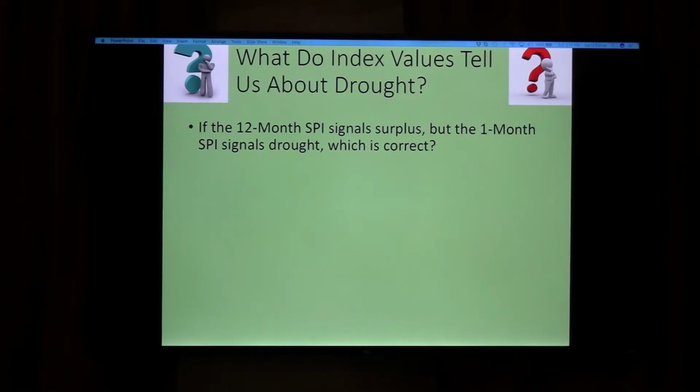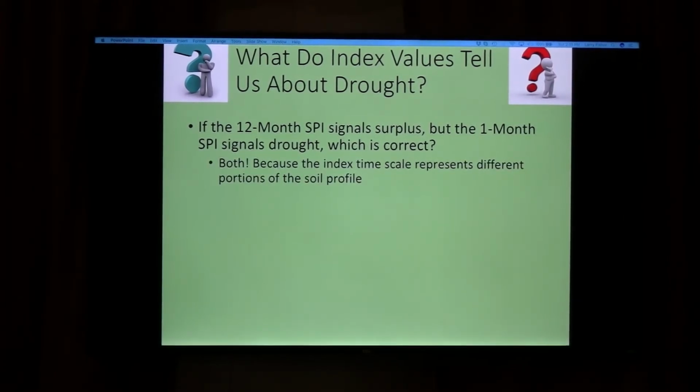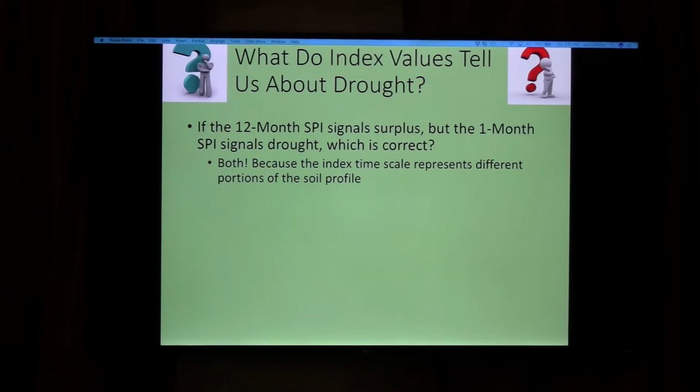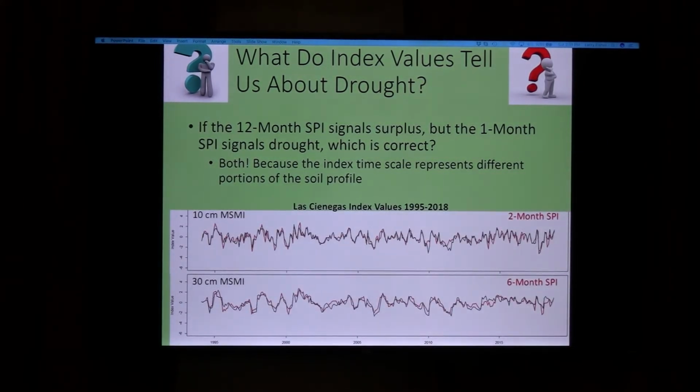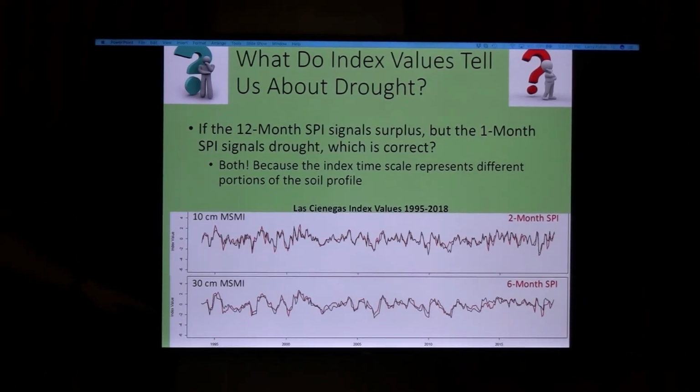So we move back to our question of, if the 12-month SPI is signaling surplus, but the 1 month is signaling drought, which one is correct? The answer is that it's both, because the index scales are representing different portions of the soil profile. And that's what this looks like here, where this is 10 centimeters on top and then 30 centimeter modeled soil moisture on the bottom. 10 centimeter correlates best with a 2-month SPI window, and if you wanted to look at soil moisture at 30 centimeters, you would use something like a 6-month.